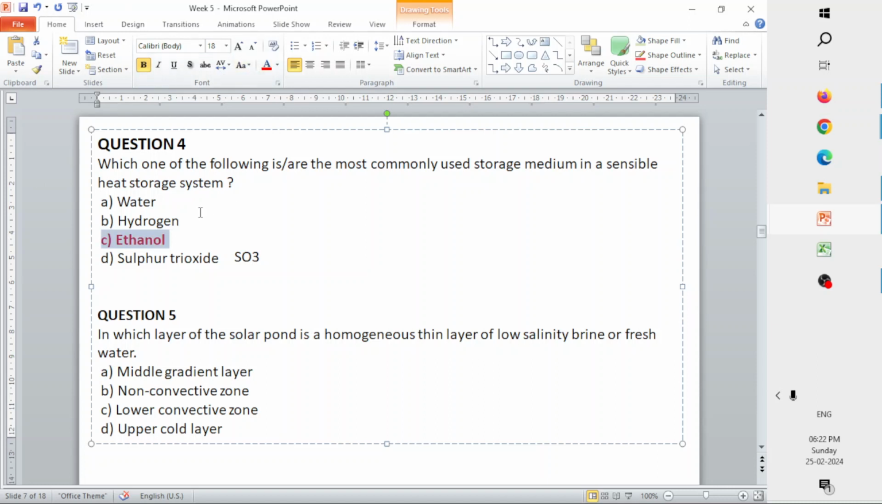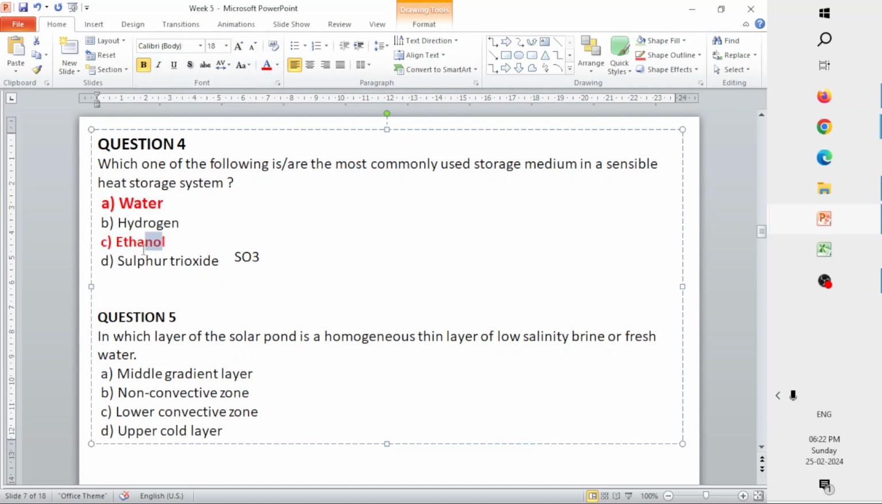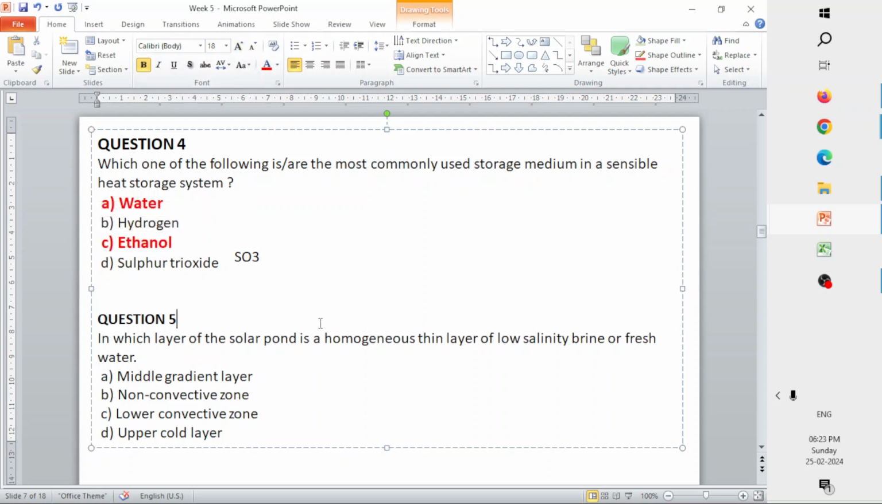Then water, yes, water as such we gave as an example in questions 1 and 2. You take water, you heat. Heat is basically gained when it moves from 0 to 100 degrees Celsius. So this can be used as a storage medium for a sensible heat storage system. So these are the right answers. Now let's move on to the next question.